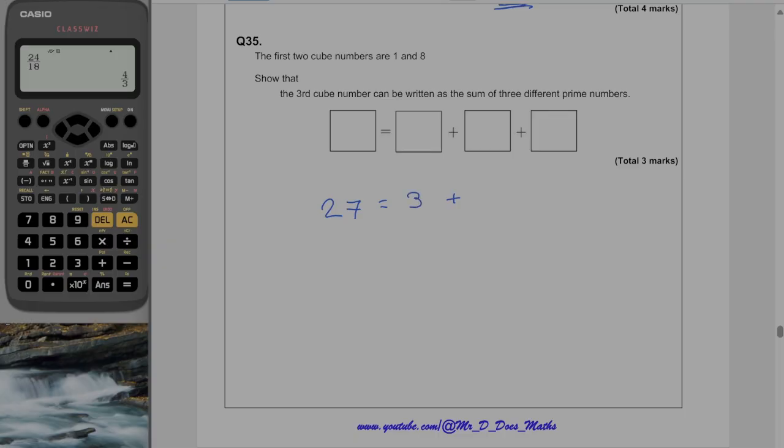So let's take out the next smallest. If we said it was 3, that would leave us with 24. And we can make 24 a few ways, actually. It could be, let's say, 5 and 19. Could we do 7 and 17? That would also work. 11 and 13 would also work. So any of those would be absolutely fine. I'm going to go for the smallest though: 27 is 3, 5, and 19.